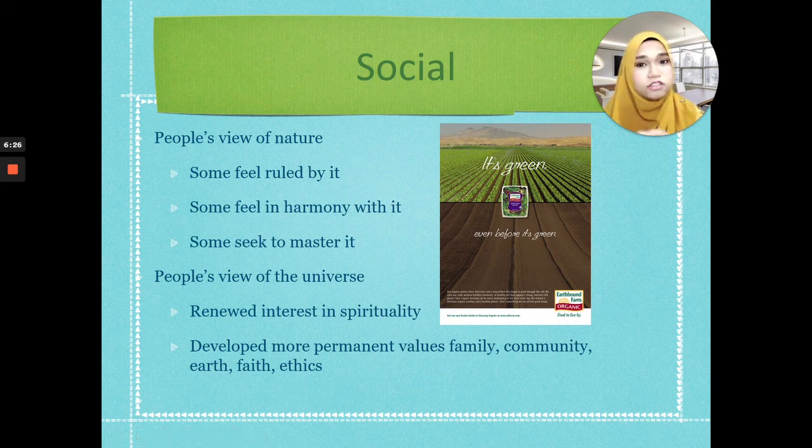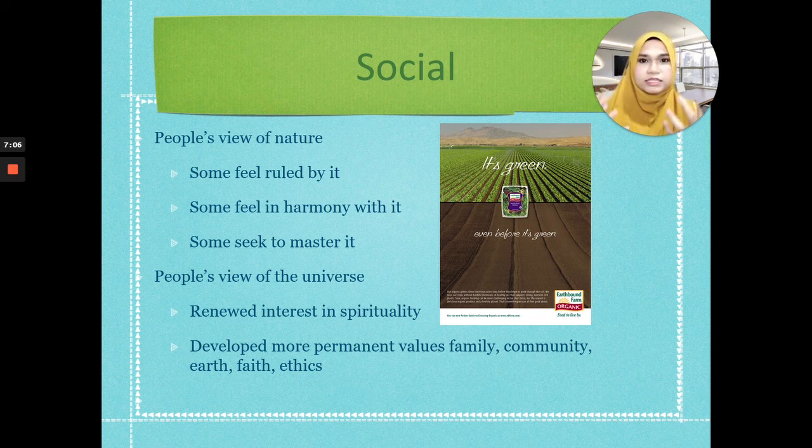Next, still under the social factor, yeah. Now, there are also views on nature. Okay, some people feel that they are ruled by nature. Some people feel in harmony with nature, while some others will seek to master nature in terms of how they go about knowing and understanding it. While there's also a view on the universe itself, especially in terms of spirituality. Yeah? So some will renew interest in their spirituality, while the others might want to develop more permanent values towards the family, community, earth, faith, and also the ethics.